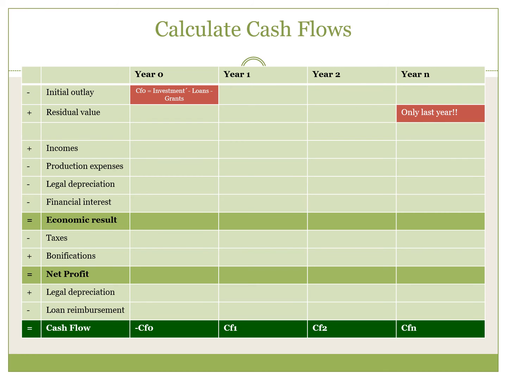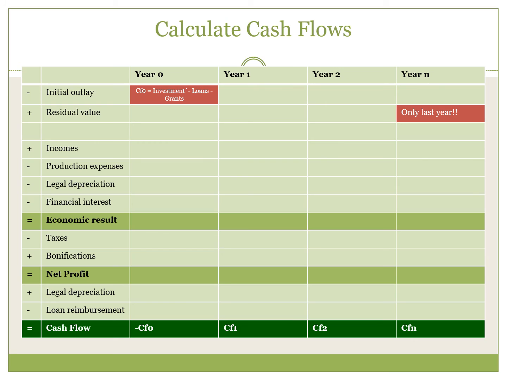Then we will add bonifications. Bonifications are when the tax office does not want the company to pay so much taxes, so they get a bonification. We're not going to work with this in the exercises, so I'm just placing it here so you know where it goes, and if you need it in the future, you know what to do with it and how to do it. Once you do this, you get the net profit. However, this is not yet the cash flow. We need to transform this net profit into cash flows.